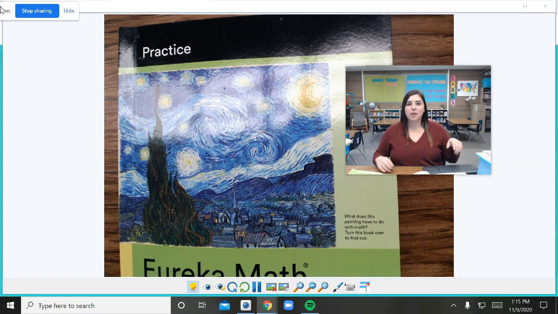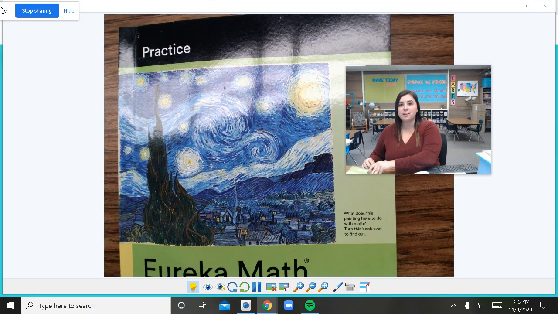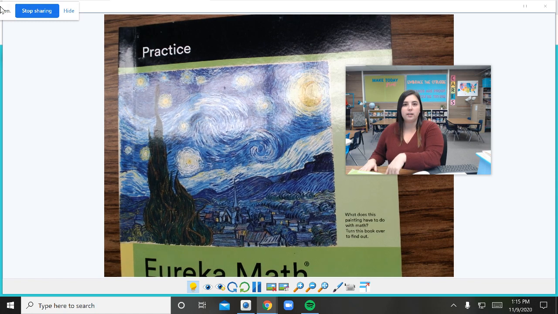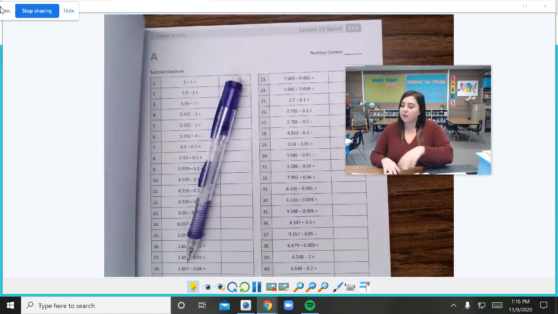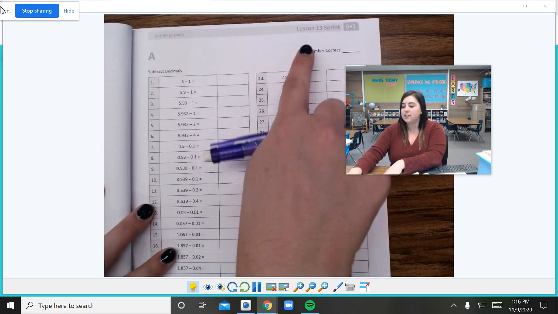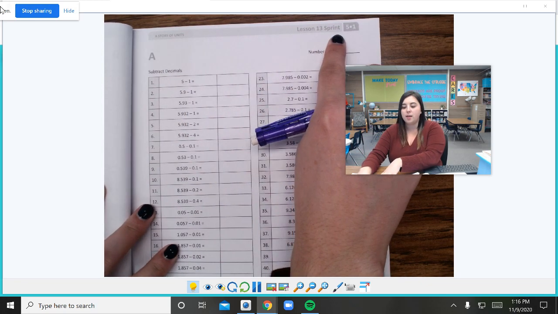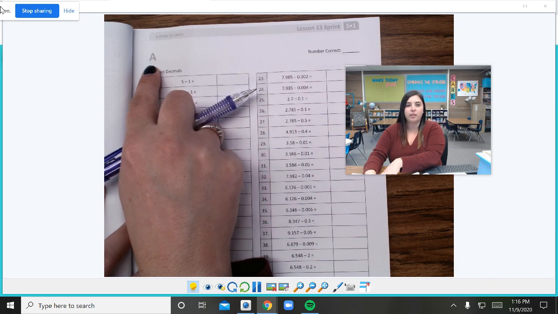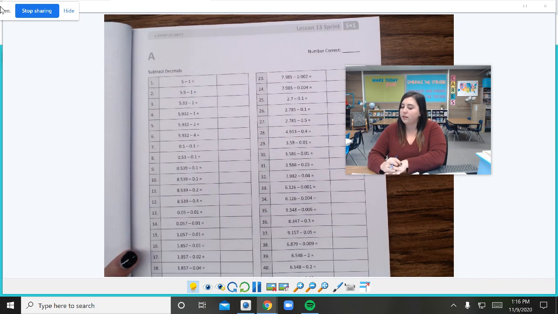Hi, fifth graders. To warm up our brains today, we're going to do the lesson 13 sprint. So that's in our yellow spine practice book, and it is on page 29. You'll know you're on the right page when you see lesson 13 sprint up at the top, and it should be side A to start with. This one might look a little familiar to you.